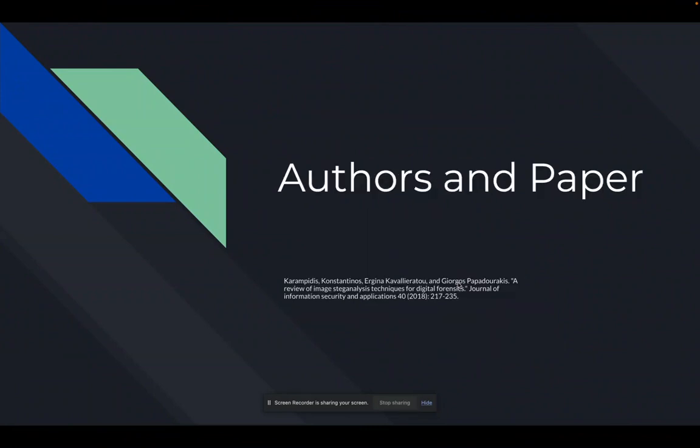So here is just a brief citation of the authors and the paper. It was found with Google Scholar, and it is part of a journal of information security and applications.